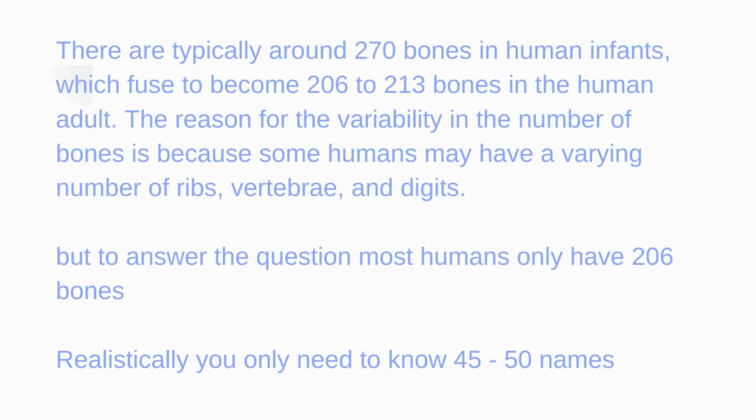Also, you may be looking at that number and saying, wow, that's too big to learn in one sitting. Well, friend of mine, you are a human being that is symmetrical. Therefore, you can cut that down in half. Plus, there are some bones in your body that you don't really need to name because they're too specific, like your ribs, vertebrae, and digits. Therefore, you realistically only need to know 45 to 50 names, and that's what I'll be showing you in this video.